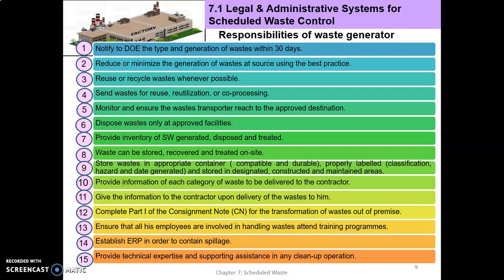and ensure that all employees involved in handling waste attend training programs. And also the responsibility of waste generator. You need to establish ERP in order to contain spillage, emergency response plan, and lastly, provide technical expertise and supporting assistance, okay, for clean up operation. That is responsibility of waste generator.